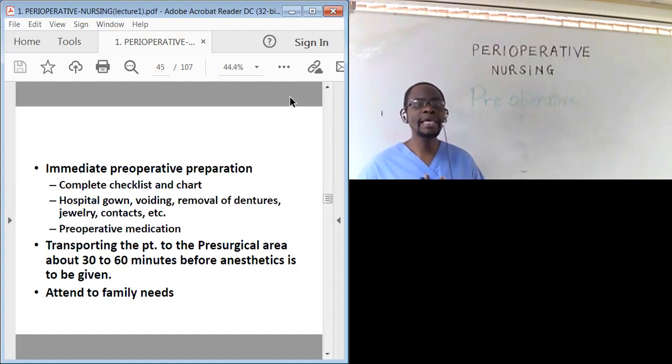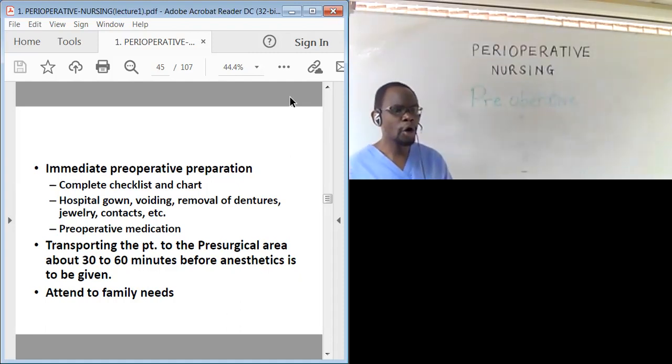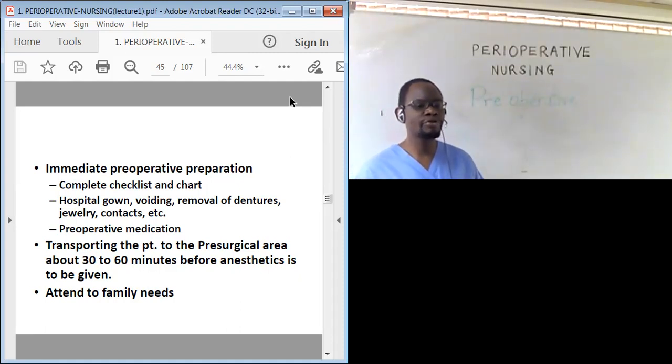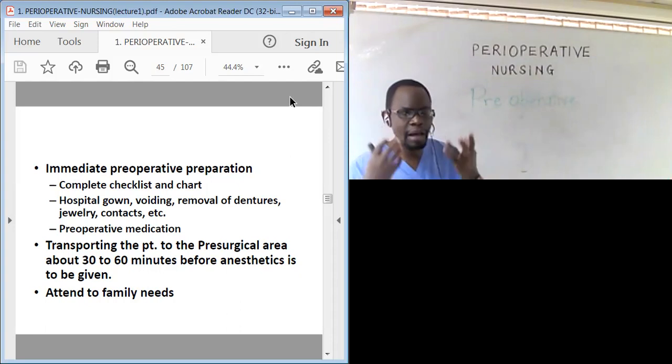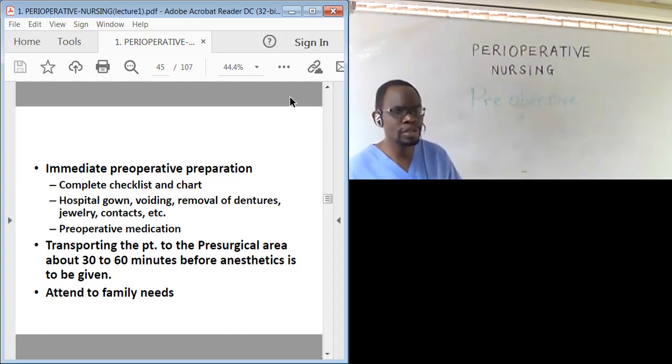So the immediate pre-operative preparation is to complete what we call a checklist and chart. Depending on hospital policy, they usually have a checklist and a chart that you need to complete, checking off each item. You make sure the checklist is complete before the patient is transferred to the operating room. Hospital gown, voiding, removal of dentures, jewelry, and even contact lenses. All these are removed.